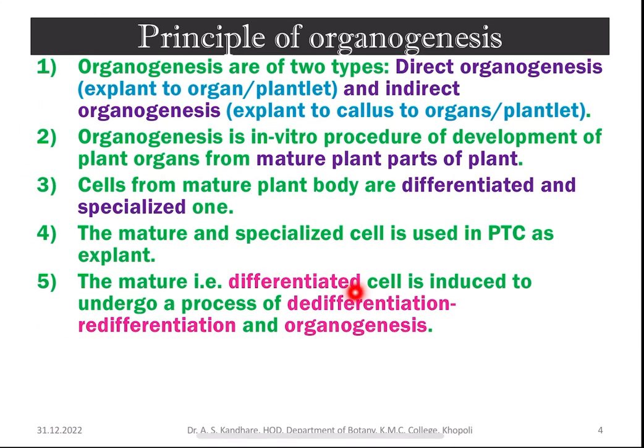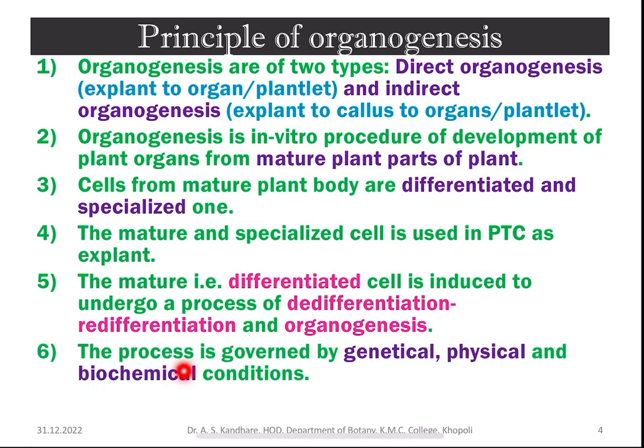So for that reason I have highlighted this word: differentiated, de-differentiated, and redifferentiation, and then organogenesis. So this is the theme of organogenesis. The process is governed by genetic, physical, and biochemical conditions. So what are the factors that mostly influence this organogenesis? So here you can see the process is governed by genetical factors, physical factors, and biochemical factors.